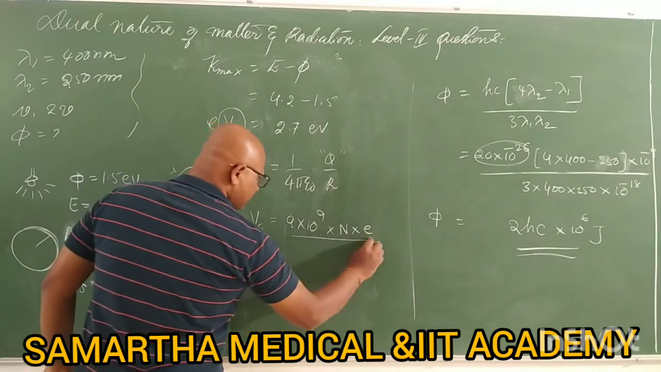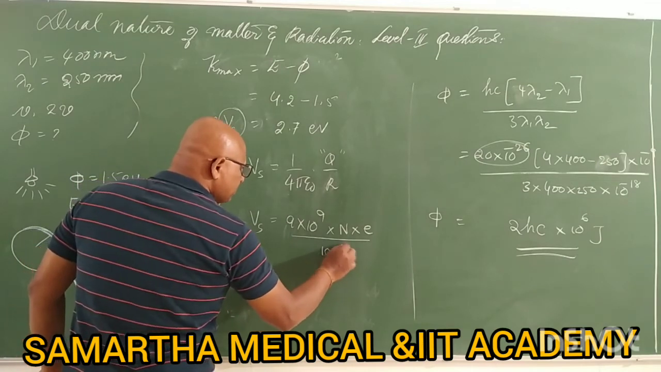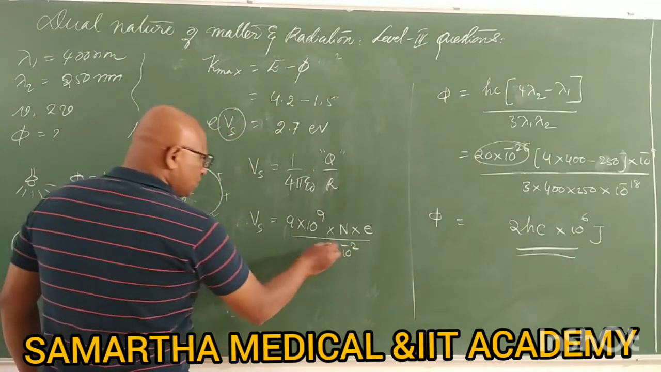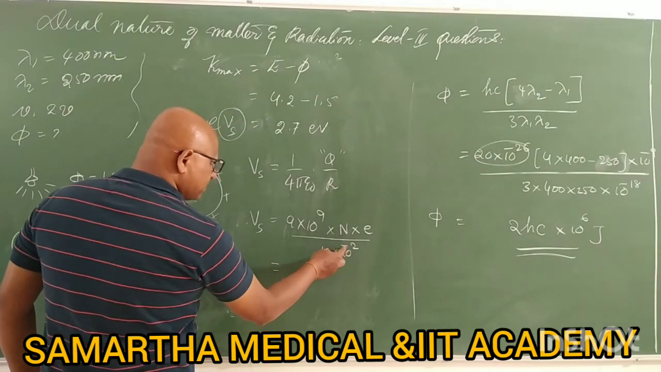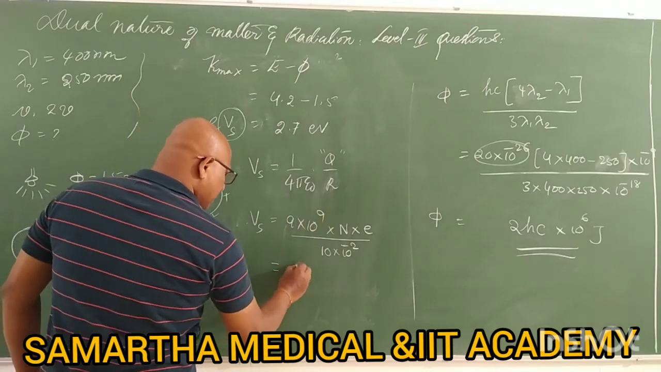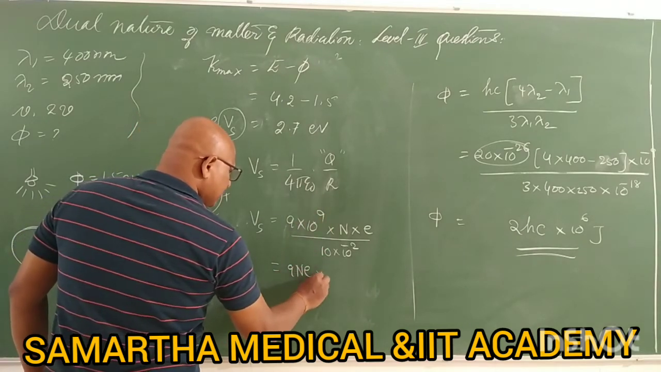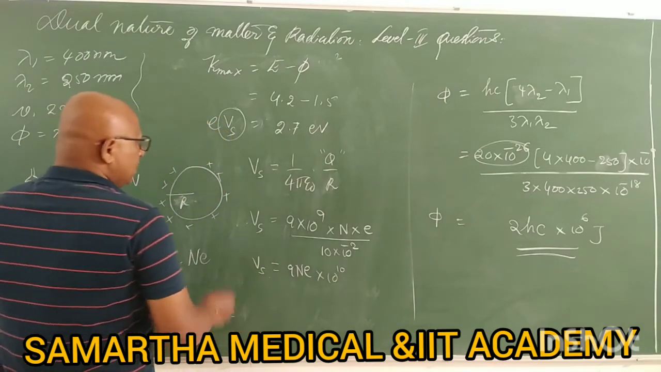Well, let's do it. R is 10 centimeter. Let's write it as 10 into 10 to the power of minus 2. So it is 9 by 10 into 10 to the power of minus 2, 10 to the power of minus 1 it becomes. It will go to the numerator, and 10 to the power 10 it becomes. 9 NE into 10 to the power of 10 it becomes. This is our Vs.